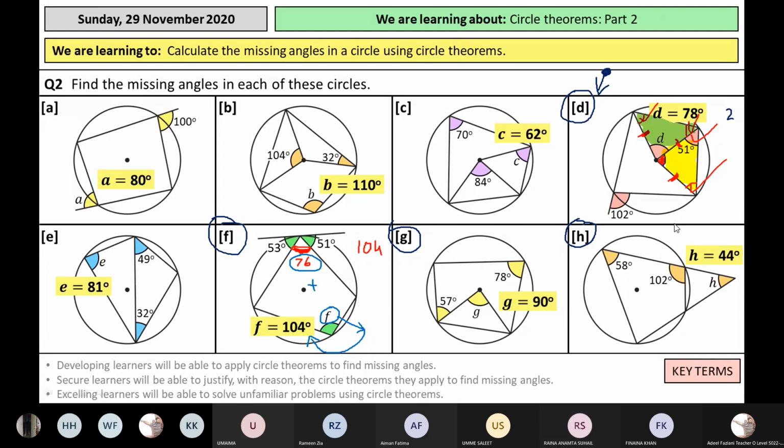It is basically a cyclic quadrilateral inside the circle, so we can find the angle beside 102 by that property. So 180 minus 58 will be 122. By the angle property of angles on a straight line, we can find the opposite angles beside them, the angles of the triangle containing H. So we'll get 78 and 58, and then we add them and subtract from 180. So we'll get H equals 44.